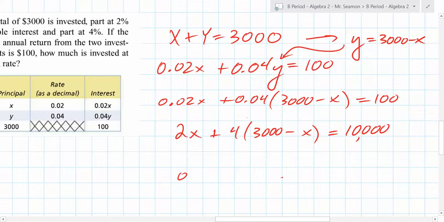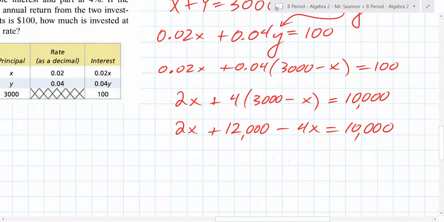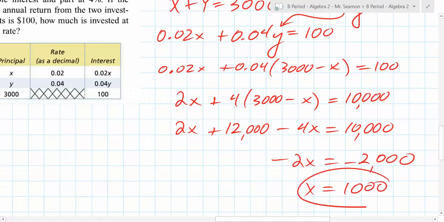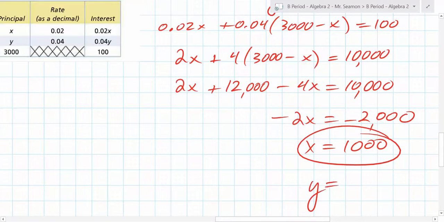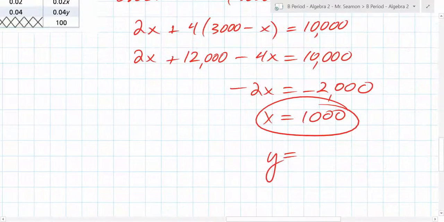That is correct. So when you keep on moving on this, this is what I would do if I didn't have a calculator. 2x plus, what is that, 12,000? Minus 4x is equal to 10,000. So you get negative 2x is equal to negative 2,000. So x is going to be equal to 1,000. So what's y going to be? You know that x plus y is 3,000, so y is 2,000.